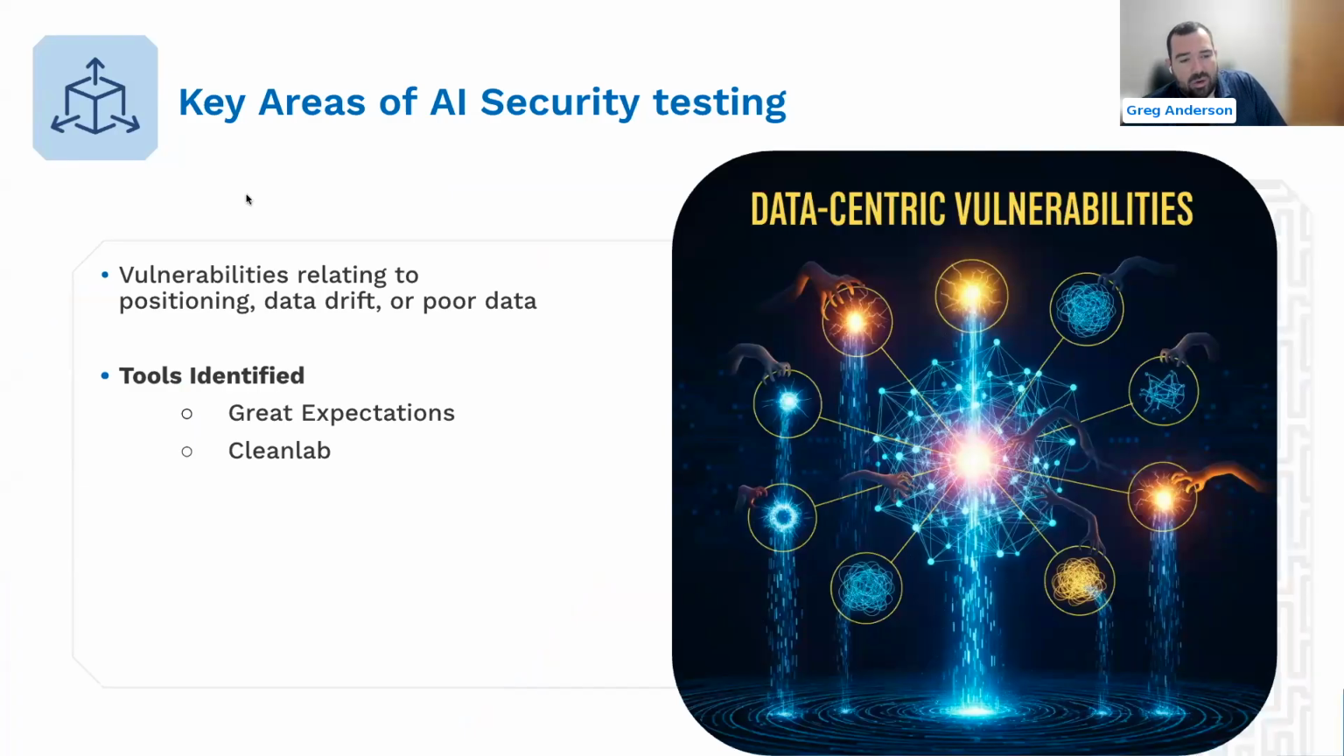And then the next category that we're really keen to cover is data-centric vulnerabilities. So this is primarily related to the data that actually gets into AI that is used for training, reinforcement learning, etc. And I think this is the category that probably has the most sparse tooling. Both Great Expectations and Clean Lab are not, I would say, really inherent security tools. They're primarily focused on validating data with LLMs.